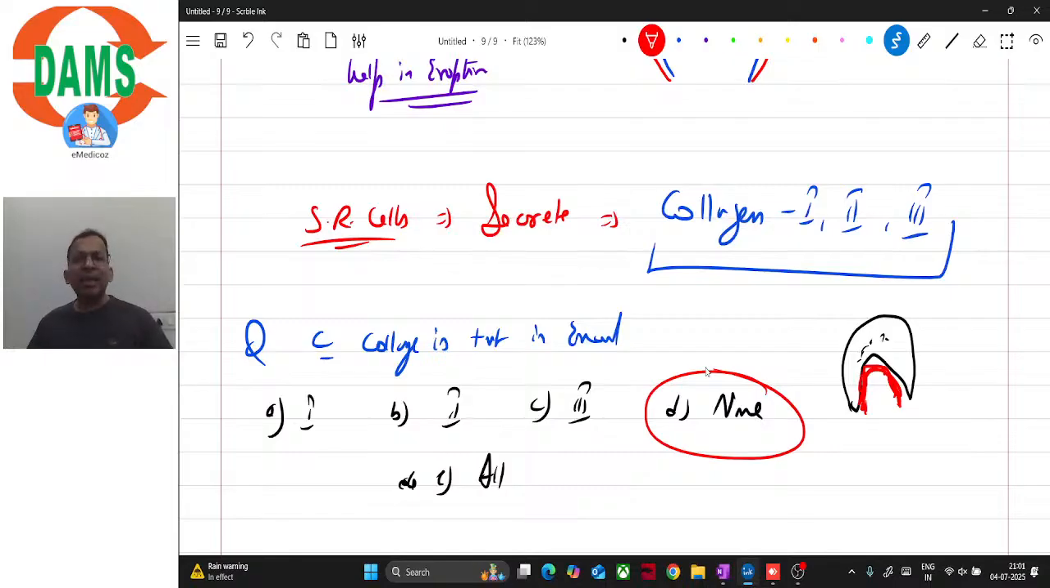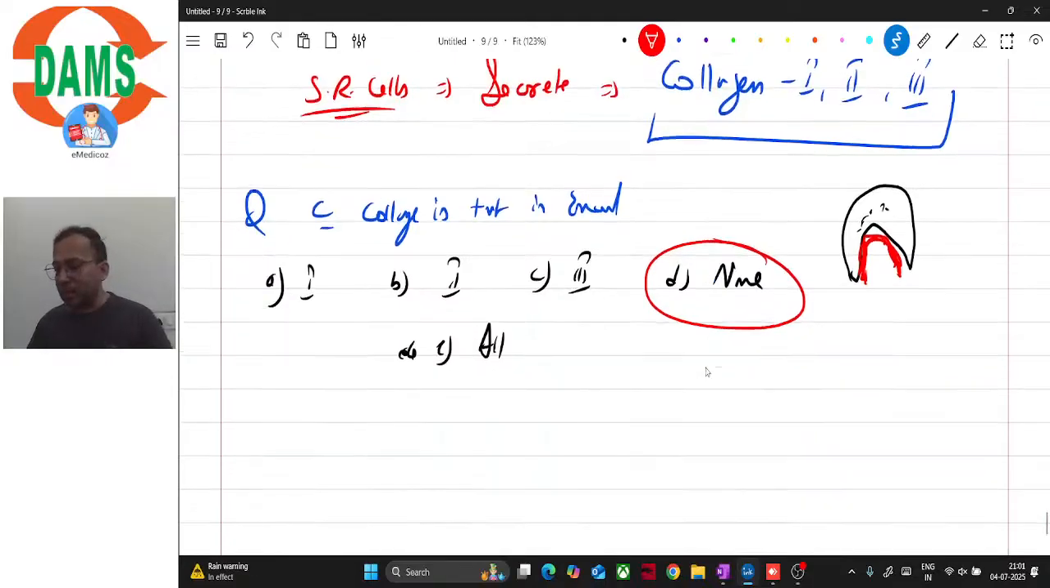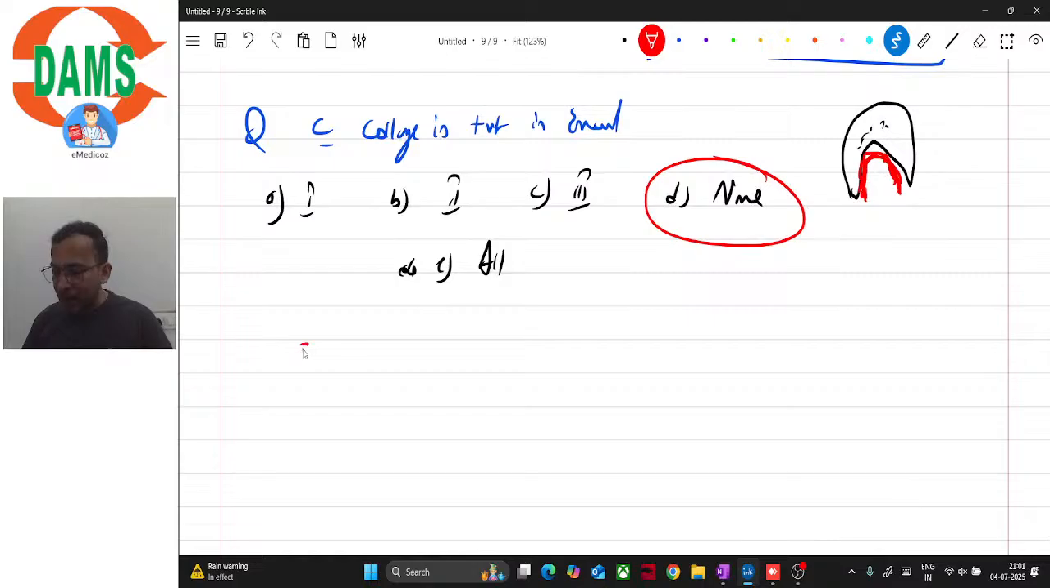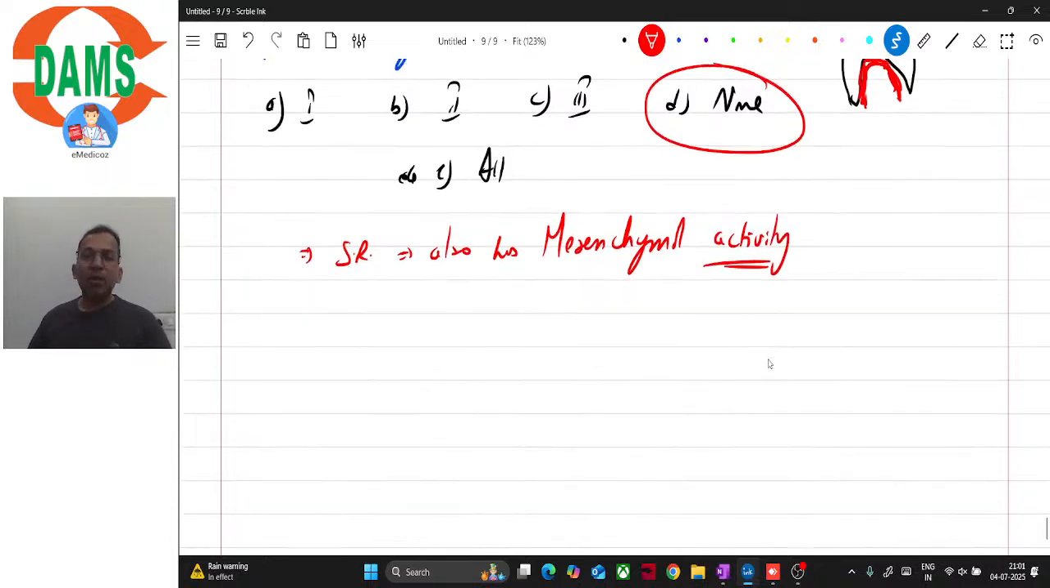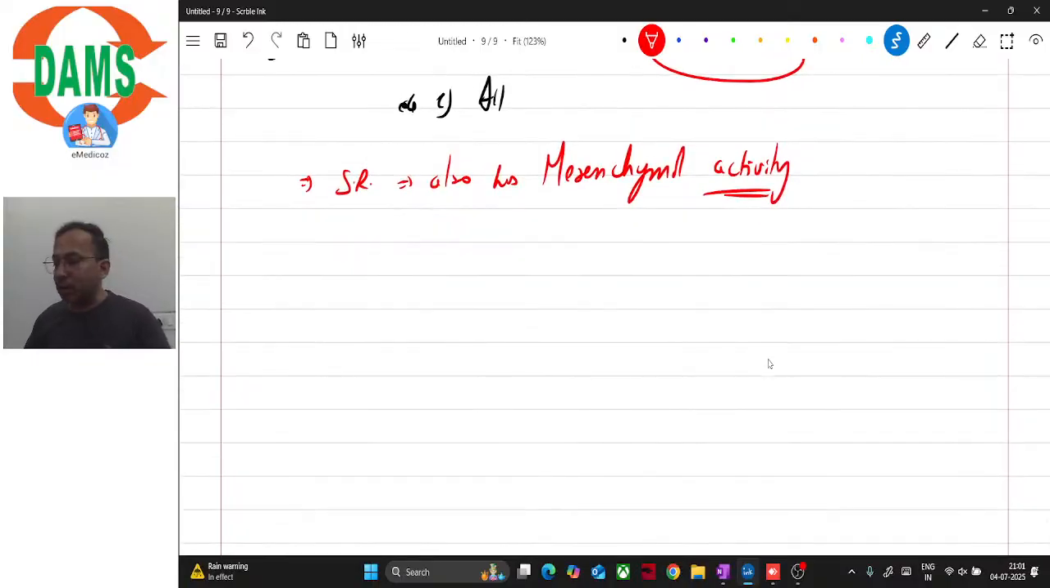So can we say that since it secretes collagen, stellate reticulum cell also has some mesenchymal activity, right? Since it secretes collagen, stellate reticulum cell also has mesenchymal activity. Clear? Since it is secreting collagen. This was about the stellate reticulum cells.